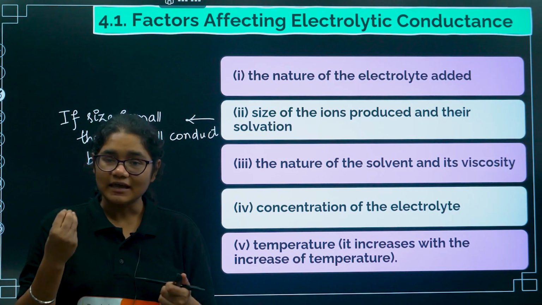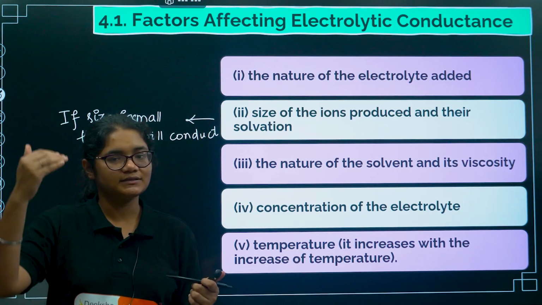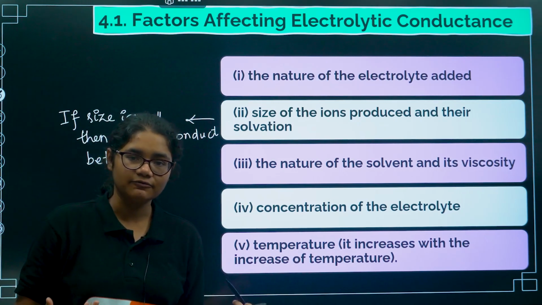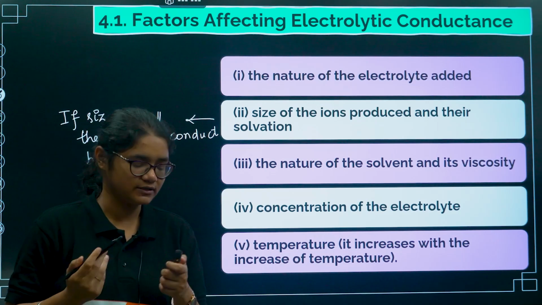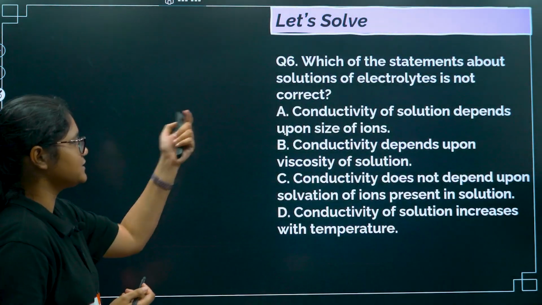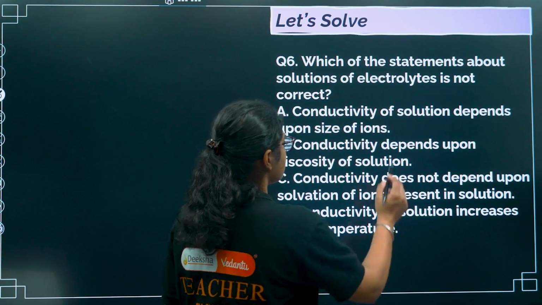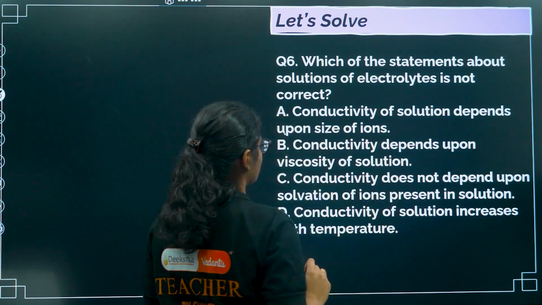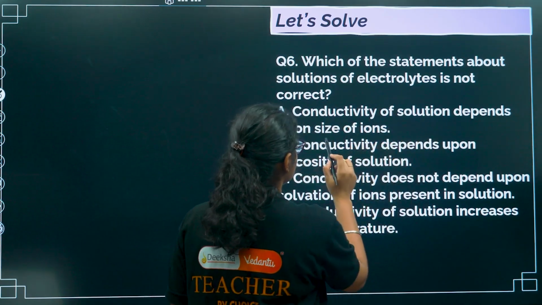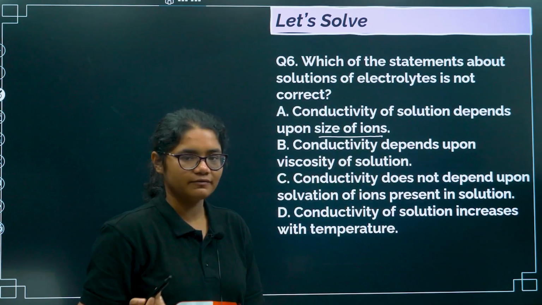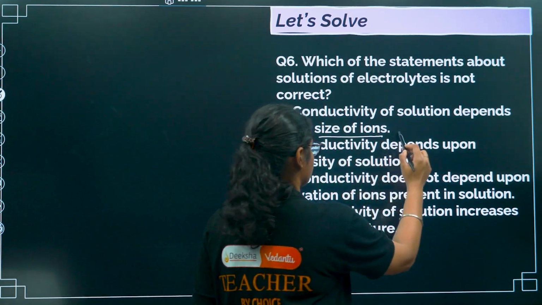MCQs have been asked in previous year questions here, like which of the factors will affect and which will not. So I have got you a question like this. Which of the statements about the solution of electrolytes is not correct? Conductivity of the solution depends upon the size of ions. Just now we discussed it depends, so this is correct.